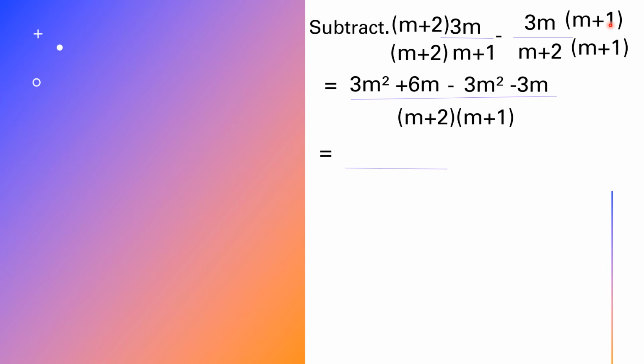Now, I can simplify this. 3m squared minus 3m squared, and that is 0. And then plus, or I have here 6m minus 3m, that is 3m, divided by m plus 2 times m plus 1.